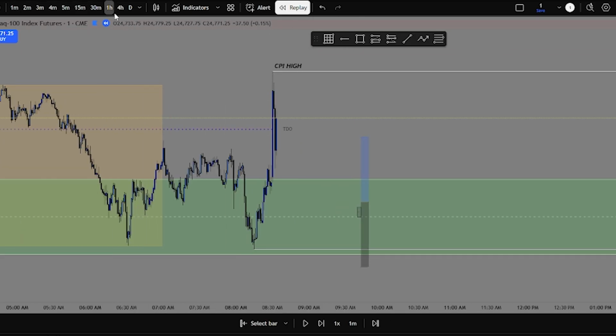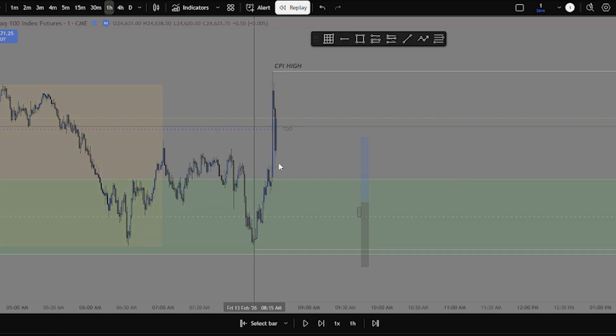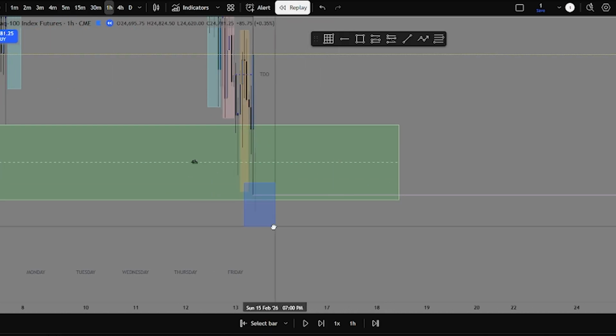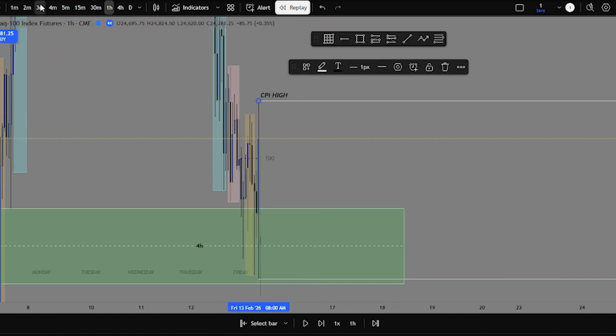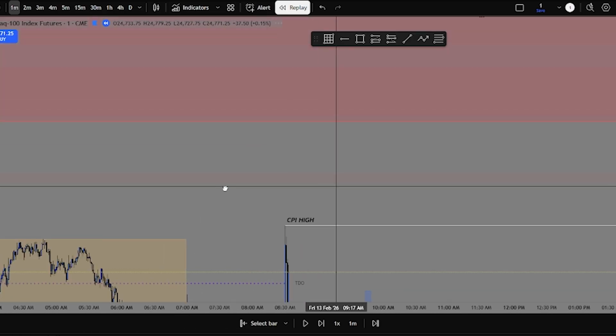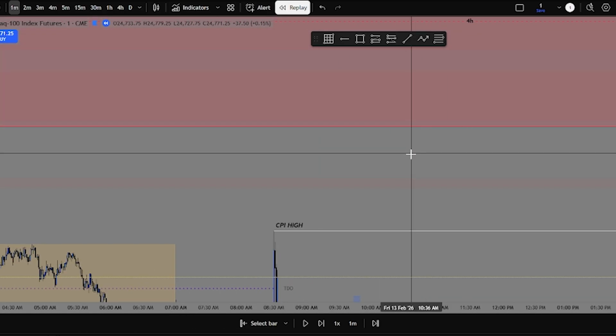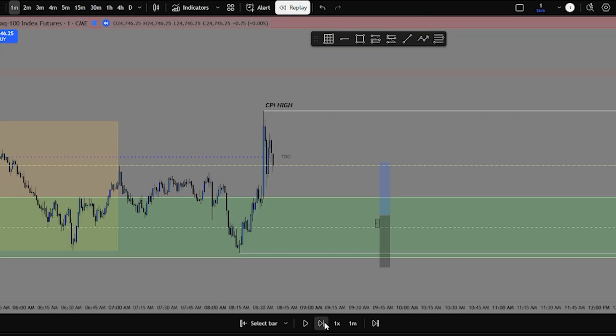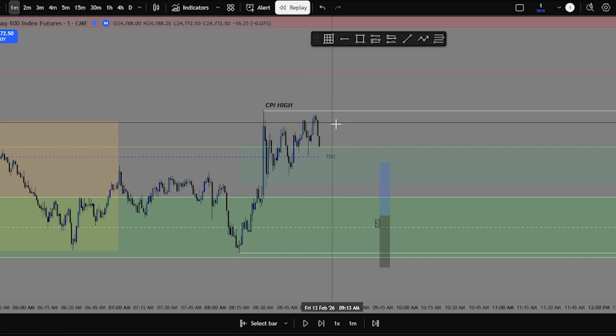So how can I combine this with my overall bias? Well, I said to myself, if we come down and take out this intermediate low without touching CPI high, there's a very high chance that our next objective will be CPI high, and then obviously this unmitigated 4-hour. So after we printed the CPI high, I kind of just waited to see what the market wanted to do, and we go ahead and put in a high right here next to CPI high, which you can call pretty much engineered liquidity.